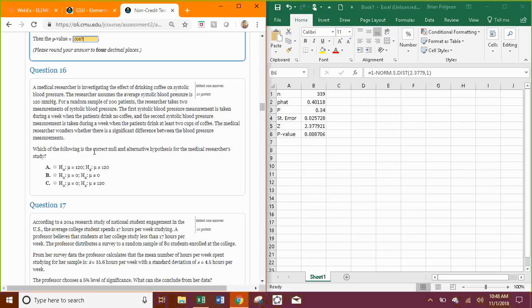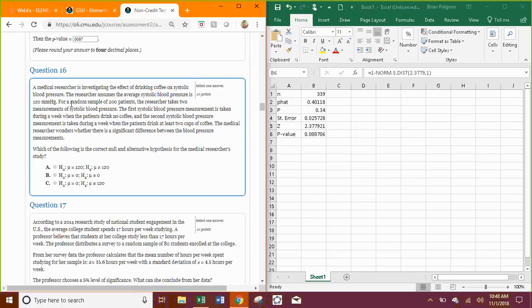All right, moving on to means. A medical researcher is investigating the effect of drinking coffee on systolic blood pressure. The researcher assumes the average systolic blood pressure is 120. Well, because we're assuming that's true, that's going to be our null hypothesis. Maybe. That might be the trick question, though.